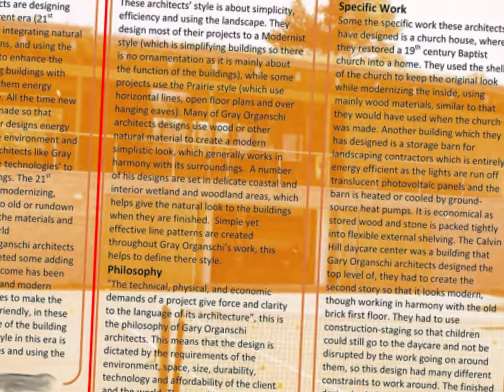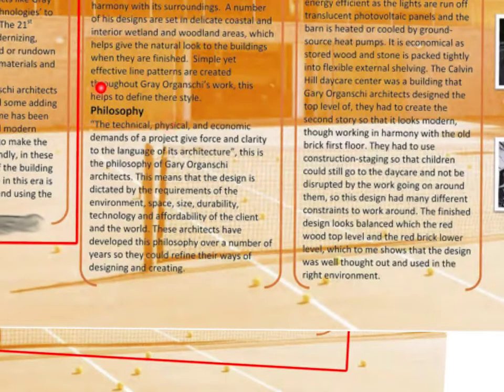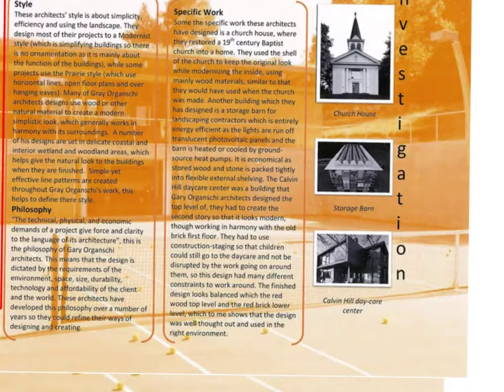What the student has done there when they discuss the philosophy of the architect is they've looked at probably a quote, I would think, from a website from the actual architect. In this case, it says the technical, physical and economic demands of a project give force and clarity to the language of architecture. In other words, if there are constraints to the brief, this is actually going to help give the design a bit of clarity. You've got to work within your constraints. That's the basic philosophy.